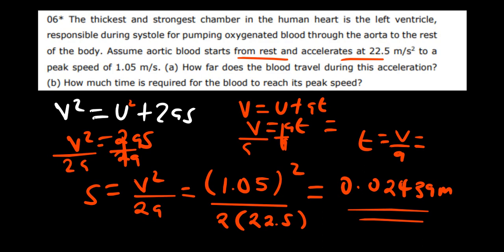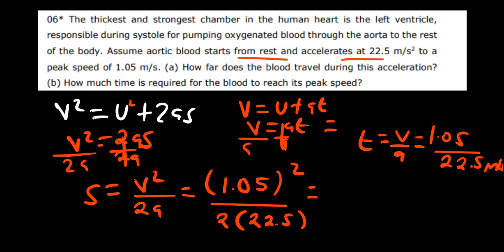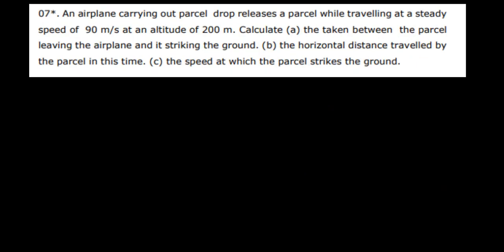The velocity we've been given is 1.05 meters per second. The acceleration we've been given is 22.5 meters per square seconds. Then you divide the two. When you divide 1.05 by 22.5, on my end I'm getting 0.04667. This is in seconds. That would be the time.